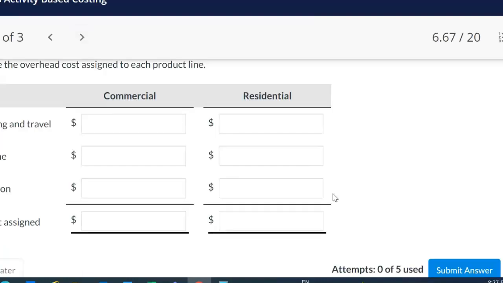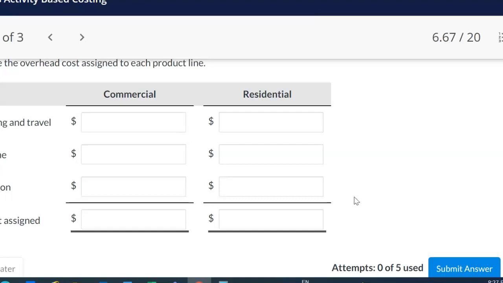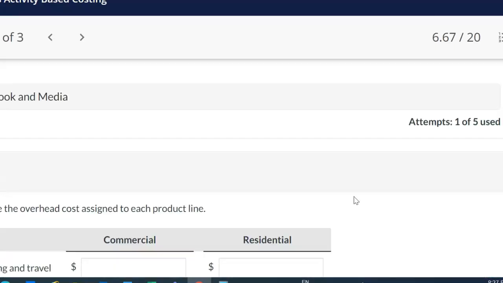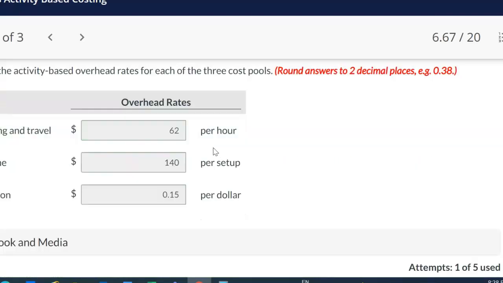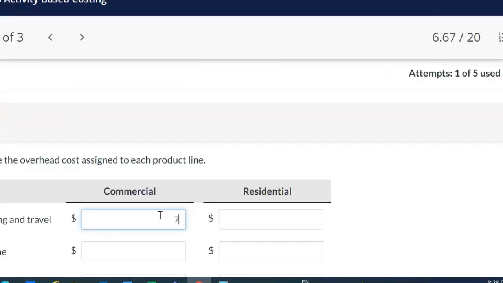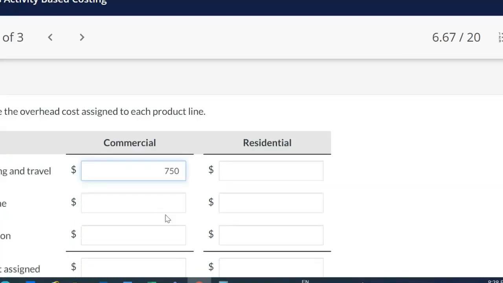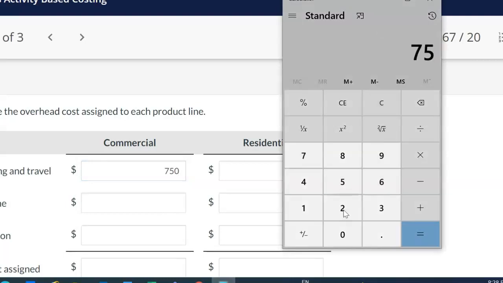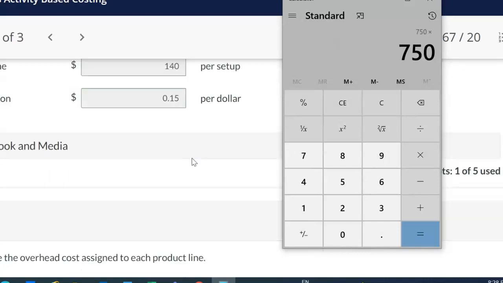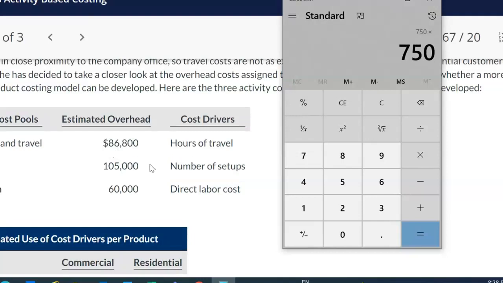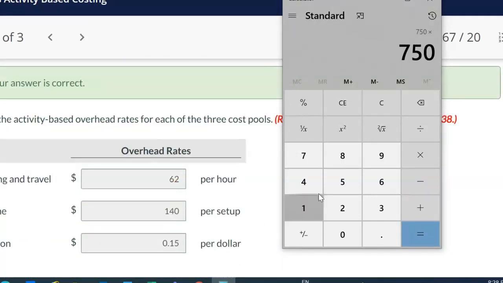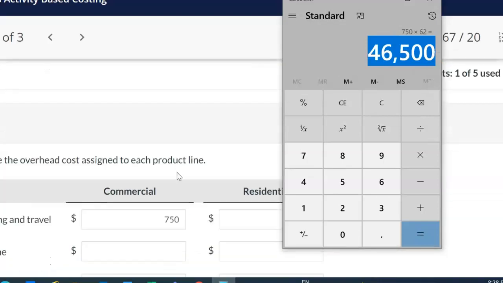Now you got to cost the commercial and you got to cost the residential. What you do is you take the number of times it's performed in commercial times the rate. How will we know how many times? They have to tell us right there. 750. They have to tell you that. 750 is the number of times. What's the rate? You got it right there. There you go. Now you got it.